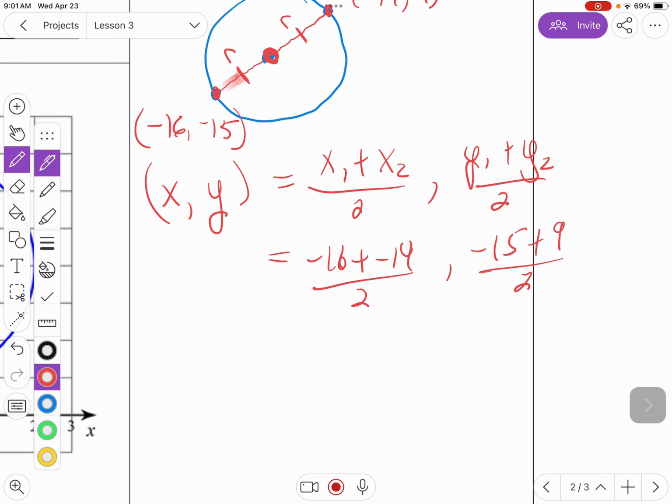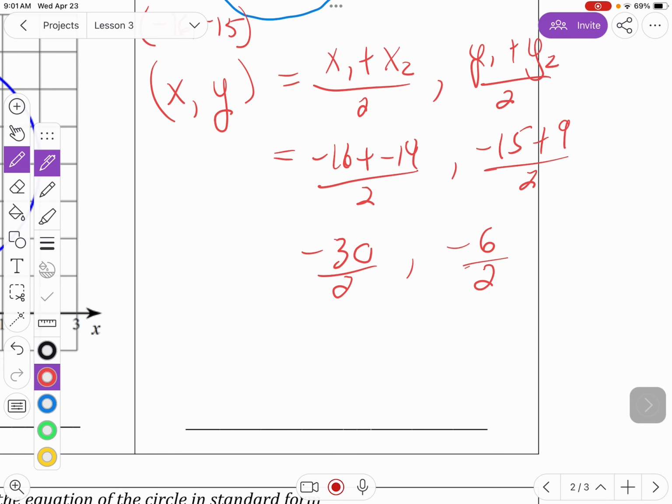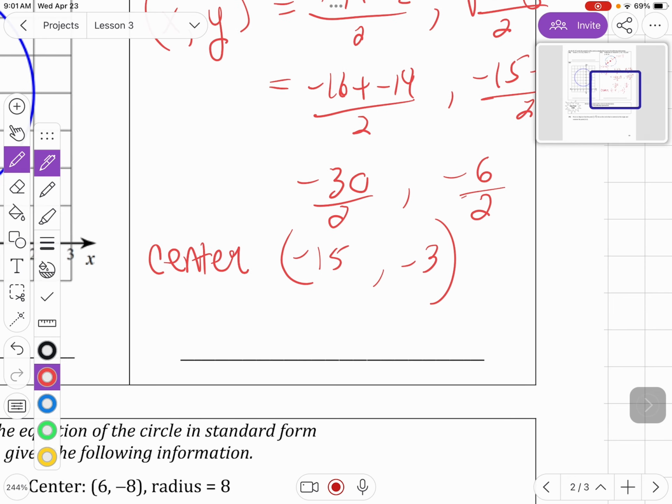All right, so now let's just do some math. -30 over 2 is what this comes out to, and this comes out to -6 over 2. And now I'm just going to compute that final value. This is going to be -15, and this is -3. All right, so I have my center. Here's my center. Beautiful.